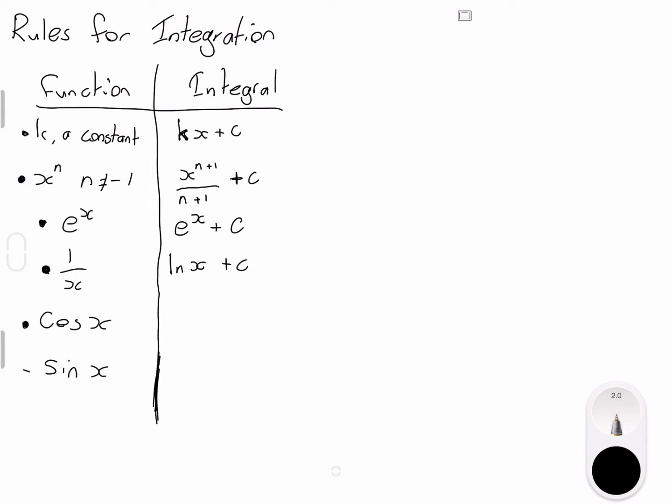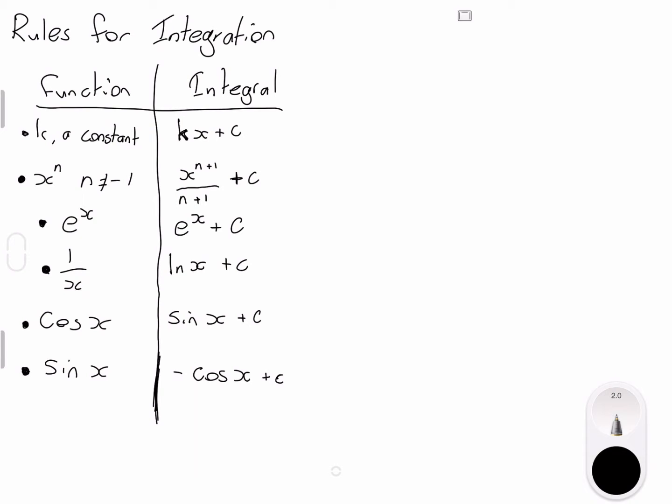Cosine of x, well, we know that the derivative of sine x is just cosine of x. So we're going to have sine of x plus c. And finally, sine x, in order to get to sine x, we've got to take minus cosine of x, not forgetting the plus c. Now, each of these have got the plus c on. If you're unsure why that is, please go back and watch the previous video. The explanation is there for it.